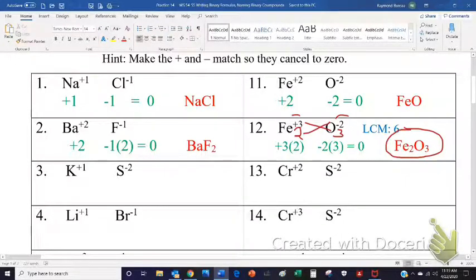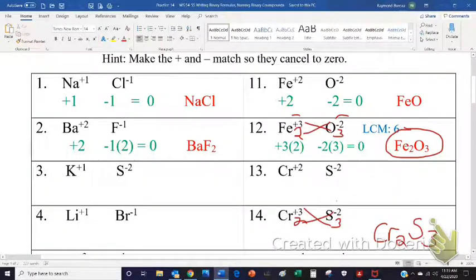Now look at number 14, which is exactly like number 12. See that plus 3? It goes here. See that 2 right there? It goes here. So this answer is going to be Cr2S3. So remember this little rhyme, 3-2 switcheroo. And it wouldn't matter if the 3 was written first or the 2 is written first. 3-2 switcheroo, they're going to trade places.